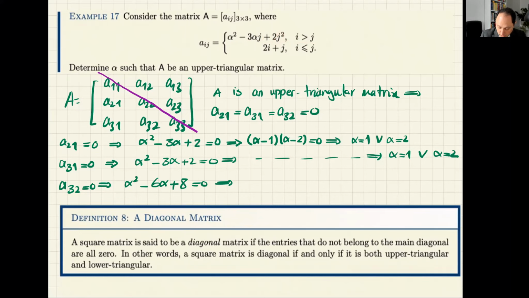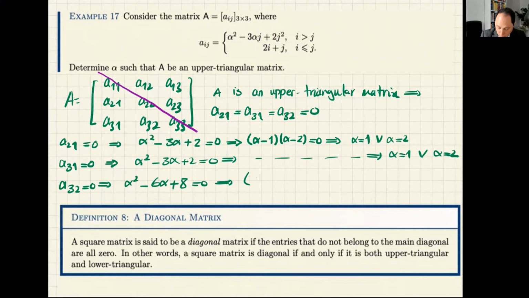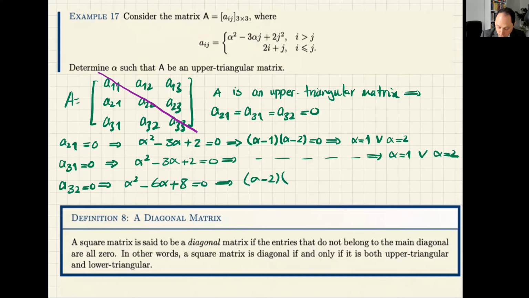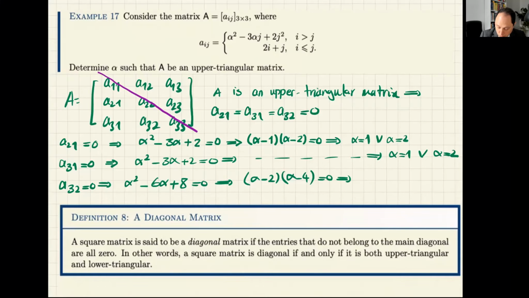And let us use again the factorizing method. So I need two numbers whose sum is minus 6 and the product is 8. So it is minus 2 and minus 4 equals to 0. So this means that alpha is equal to 2 or alpha is equal to 4.